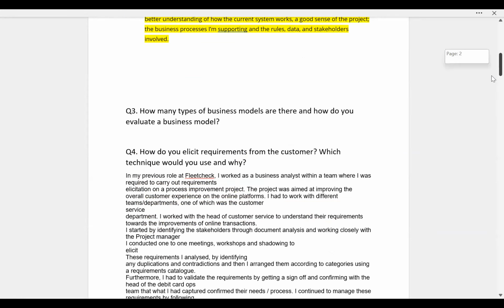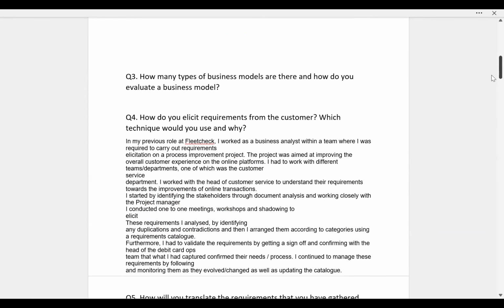Yeah. So to the next question, question number three. It may not make sense, but I put it over here. It's not a BA related question, but I think some business models were mentioned in the JD, so that's why I asked you how many types of business models there are. See, there are many types of business model.